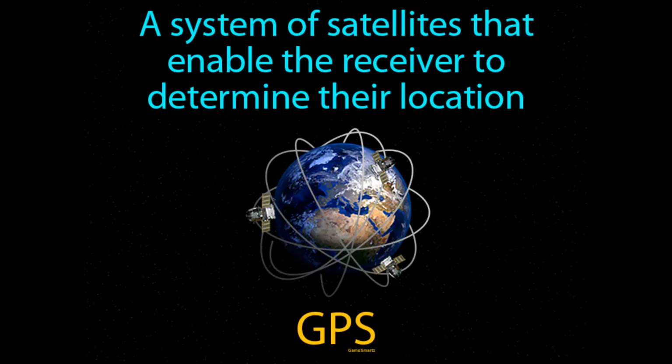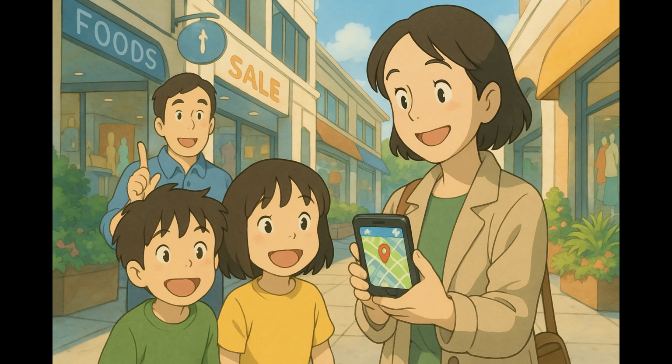A system of satellites that enable the receiver to determine their location, global positioning system, GPS. GPS is a network of satellites that helps you find your exact location on Earth. Imagine trying to find your way in a massive, unfamiliar shopping mall without a map. Just like you would rely on signs or asking people for directions to locate a specific store, a GPS uses a network of satellites to help determine your position on Earth.